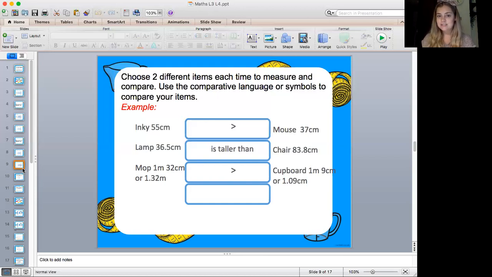You can use the symbols or the comparative language for each one. I hope the activity is clear today and best of luck completing it. You can leave my example up to help you.